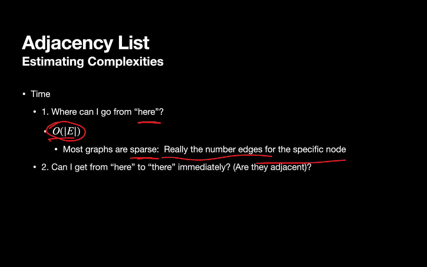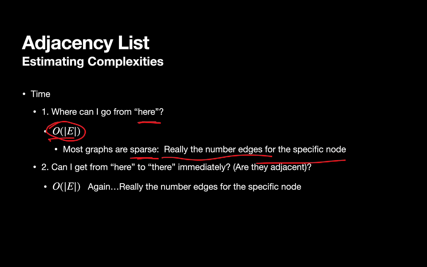Our other question, can I get from here to there immediately? Are 2 nodes adjacent? Well, again, we have to look at our starting place, our destination place, and we have to look at all of the vertices they're connected to by looking at their entire edge list. So again, in the worst case, we may have to go through all possible edges if a particular vertex is fully connected. But in reality, it's about the specific nodes. And in fact, if we're comparing 2 nodes, we can actually look at the node with the smaller edge list.